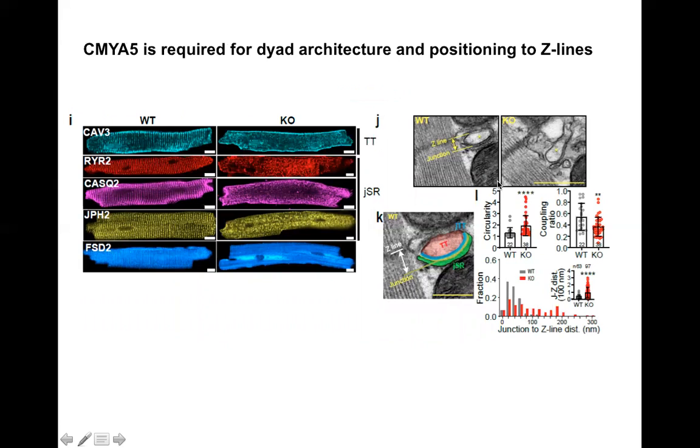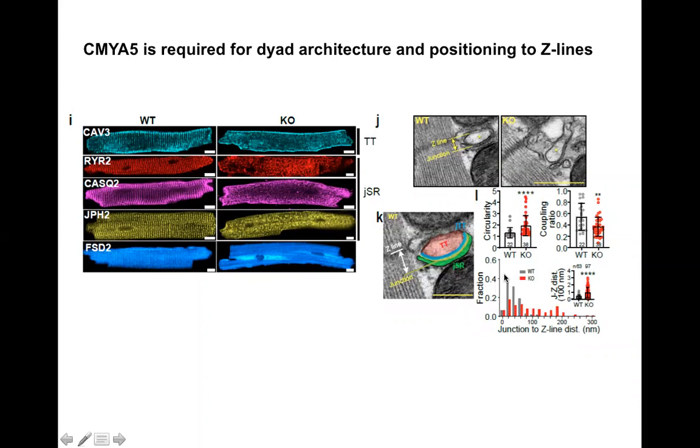However, we did find the junctional SR was severely disorganized, as can be seen from the mislocalization of many dyadic proteins like RYR2, CASQ2, junctin, and JSRP2. To see more details at the ultrastructure level, we did EM experiments and observed a quite abnormal architecture of the dyads in terms of the circularity of the T-tubule, the coupling ratio of the junctional SR and T-tubule, and also the distance between the dyads and Z lines, which are really important for the efficiency of EC coupling.